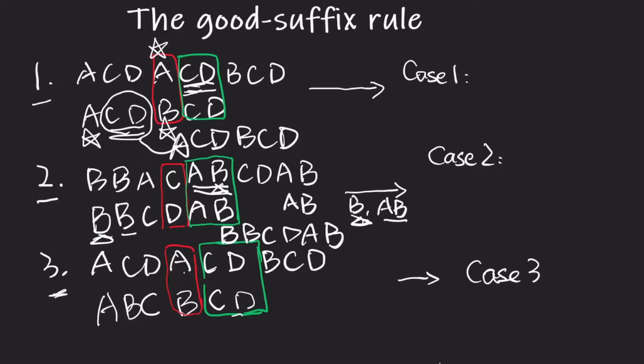The third example is for case 3. The mismatch is here, and so we have a suffix, so we can apply the good-suffix rule. And in this case, there is no case 1 or case 2. So in case 3, the shift length should be the pattern length. So we need to shift the whole pattern by the pattern's length.